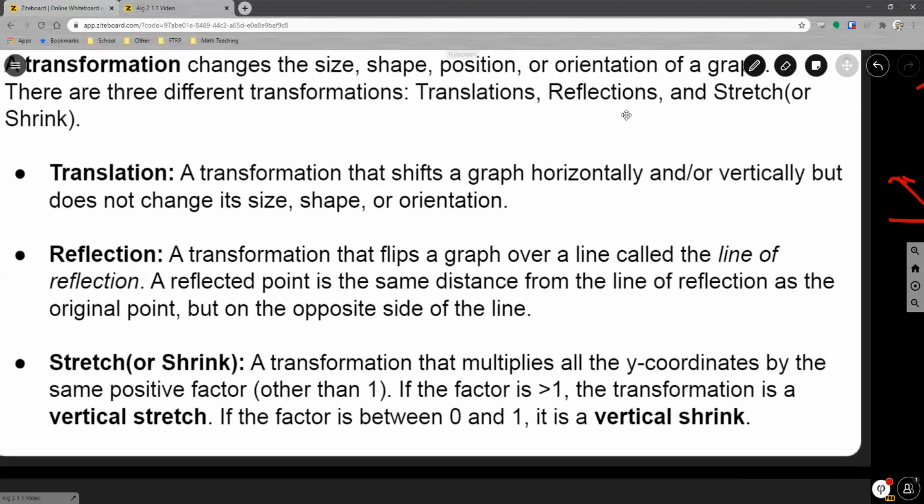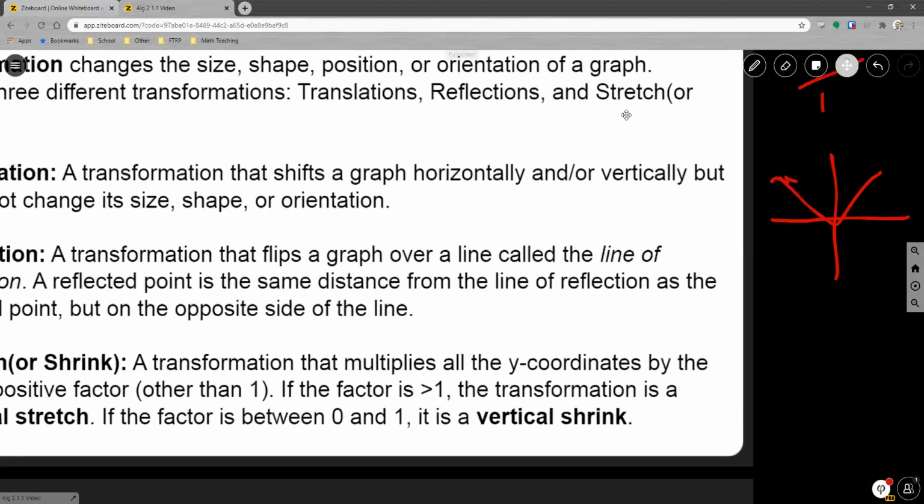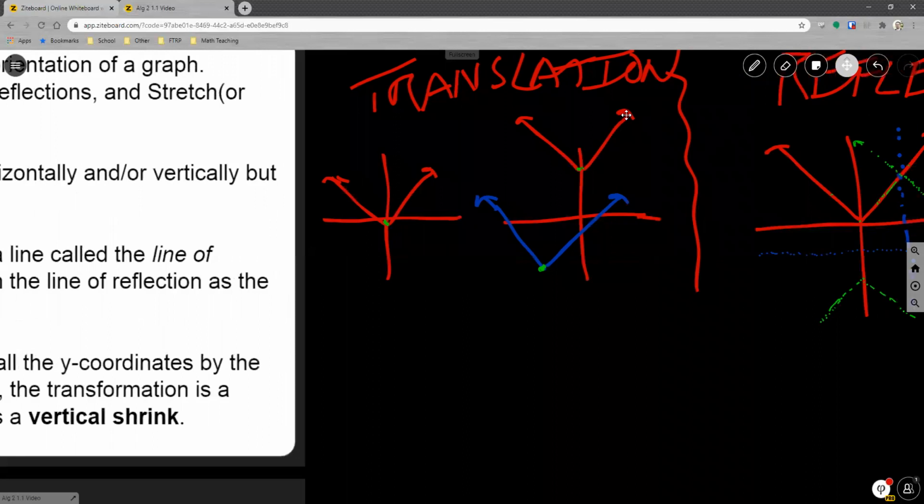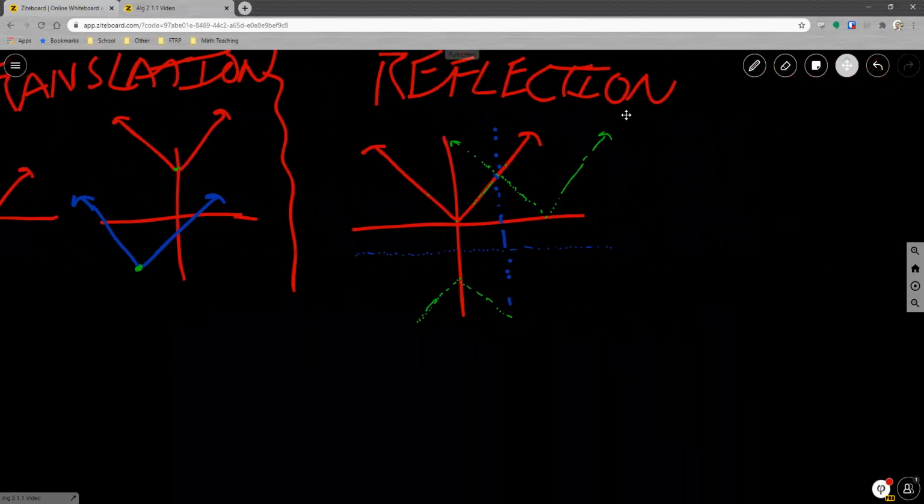And then finally, we've got a stretch or shrink. This is kind of the hardest one to get your head around. We'll be working on this a bit, but a stretch or a shrink is a transformation that multiplies all the y coordinates by the same positive factor, a factor other than 1. If the factor is greater than 1, then the transformation is what's called a vertical stretch. It gets stretched out vertically. If the factor is between 0 and 1, it's what we call a vertical shrink, and it's like the whole graph gets compressed down. And I'll give a quick example of that. We'll do some problems in a little bit that go into it a little bit more, but let's start with this.